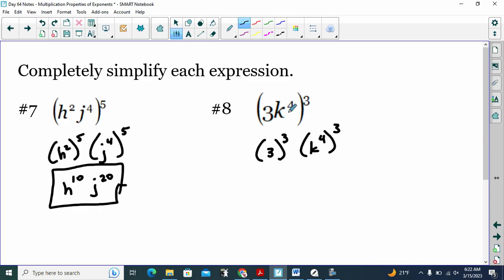The 3 is not connected to the k. The k is to the 4th, but the 3 is not. So I do treat them separately. This part here, we do the same as over here. 4 times 3 is 12. 3 to the 3rd means 3 times 3 times 3. 3 times 3 is 9. Times 3 is 27. 27k to the 12th.